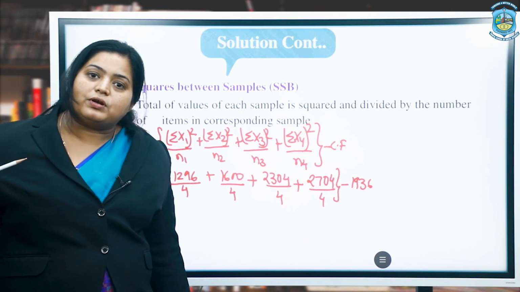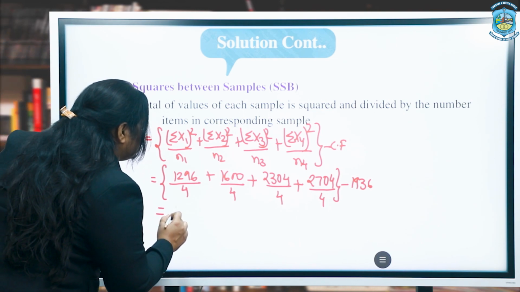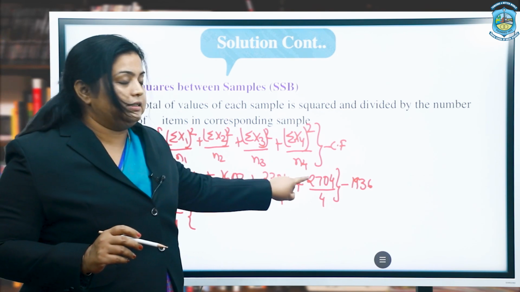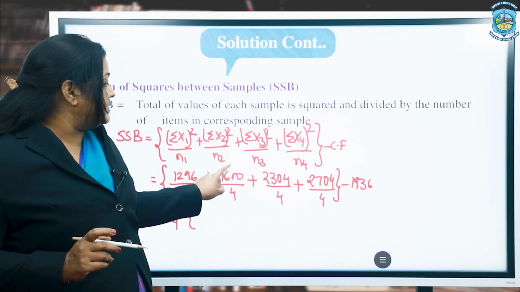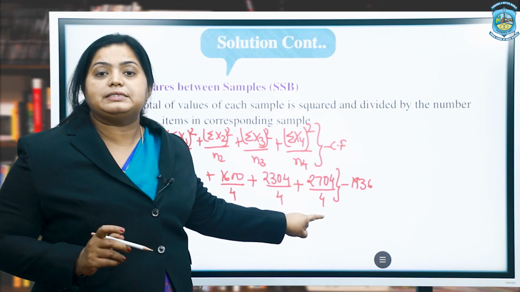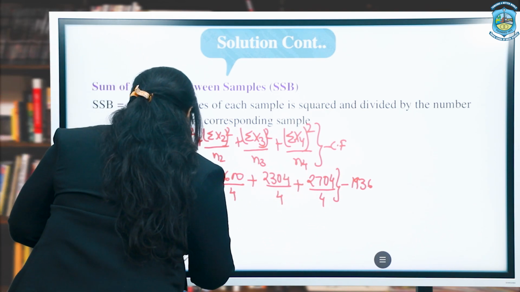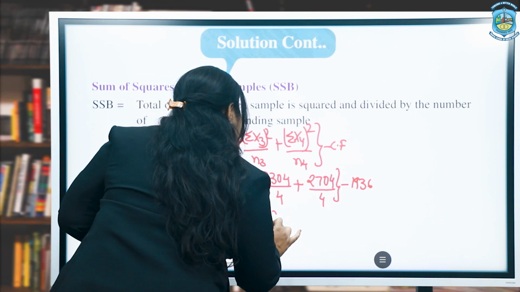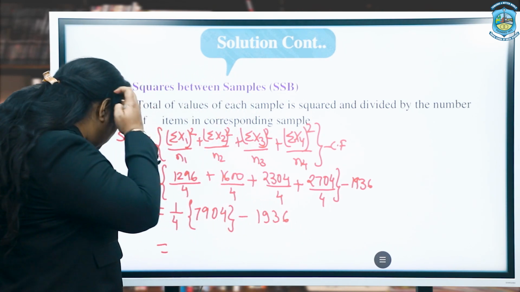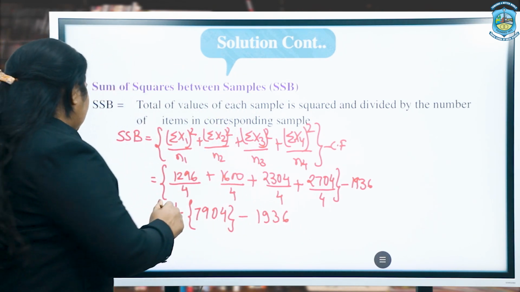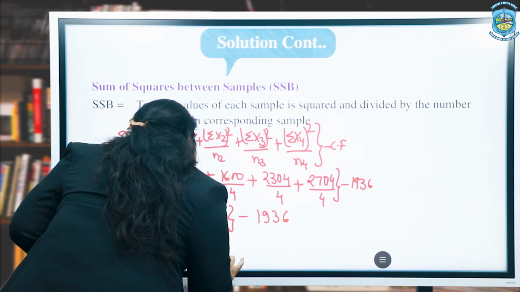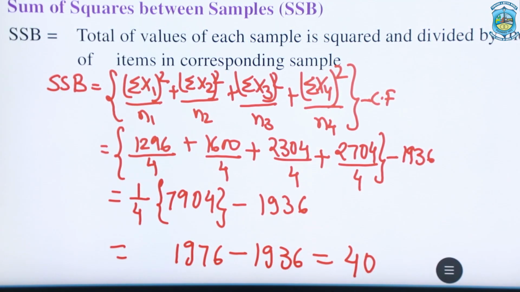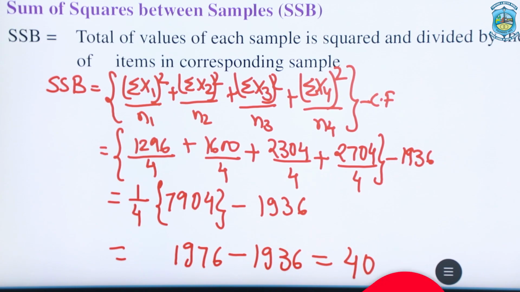Now we see 1 by 4 is common in all, so we take 1 by 4 as common. Now add all the numerators, that is 1296, 1600, 2304 and 2704. So it becomes 7904, minus the correction factor, that is 1936. So in the end we get 1976 minus 1936, that is 40. So our SSB is 40.